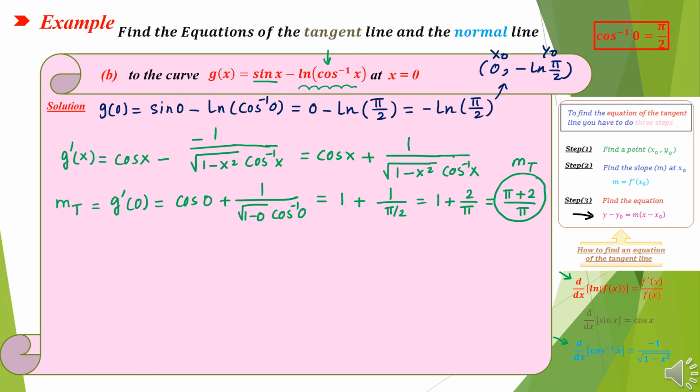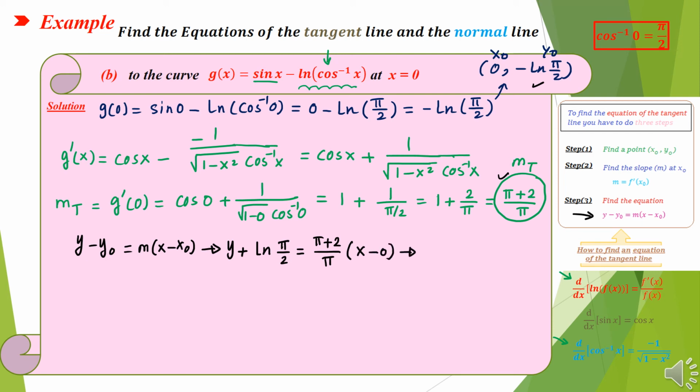This is the equation of the tangent line, y minus y0 equals m multiplied by x minus x0. Everything is given now. Y minus y0, which is minus ln pi over 2 with the negative sign we have, you will get y plus ln pi over 2 equals the slope of the tangent line, which is pi plus 2 over pi multiplied by x minus 0.